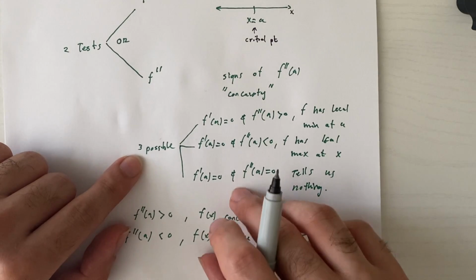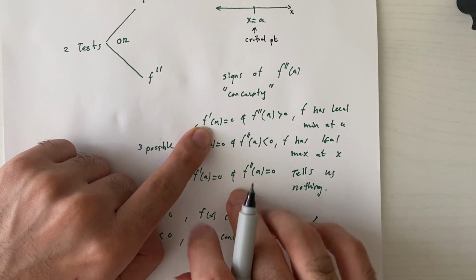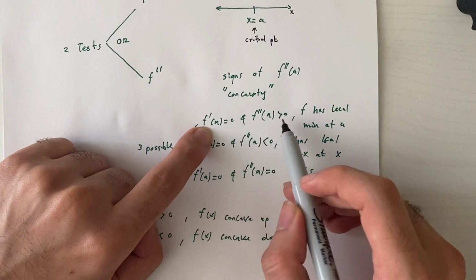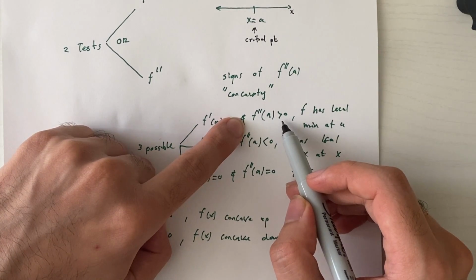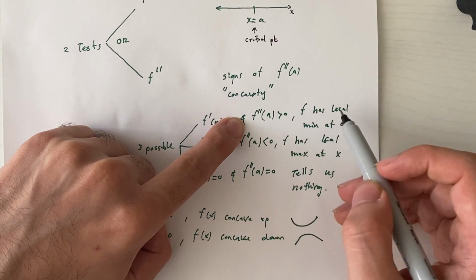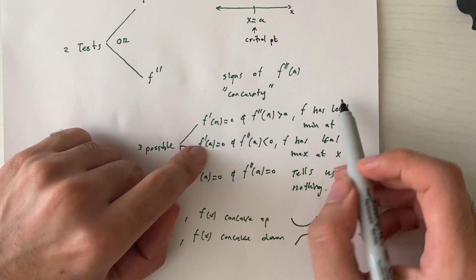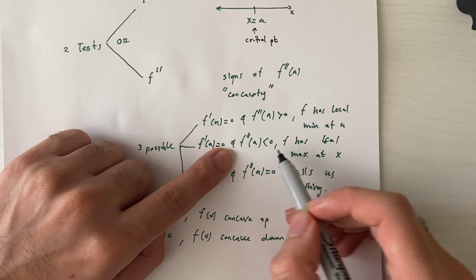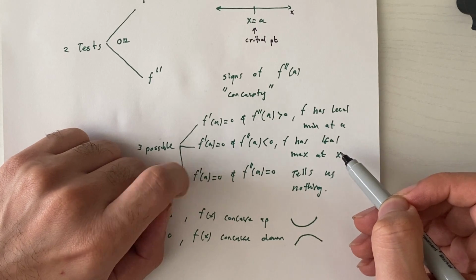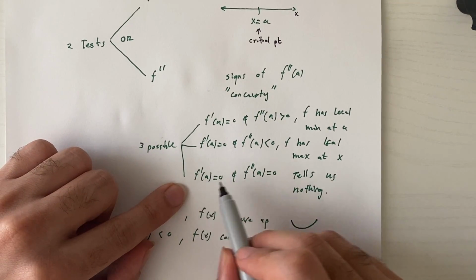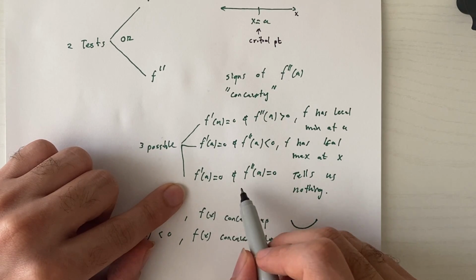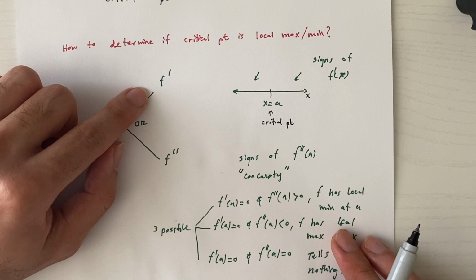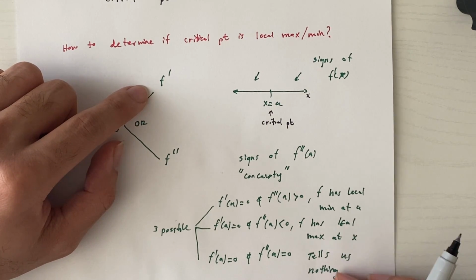First, the first derivative at a is 0, which means it's a critical point, and the second derivative at a is positive, which means it's concave up, then it has a local minimum. In the second scenario, we have a critical point, and the second derivative evaluated at the critical point is negative, then we will have a local maximum. In the third scenario, both the first derivative and the second derivative evaluated at the critical point are 0. The test tells us nothing. We have to do the first derivative test.